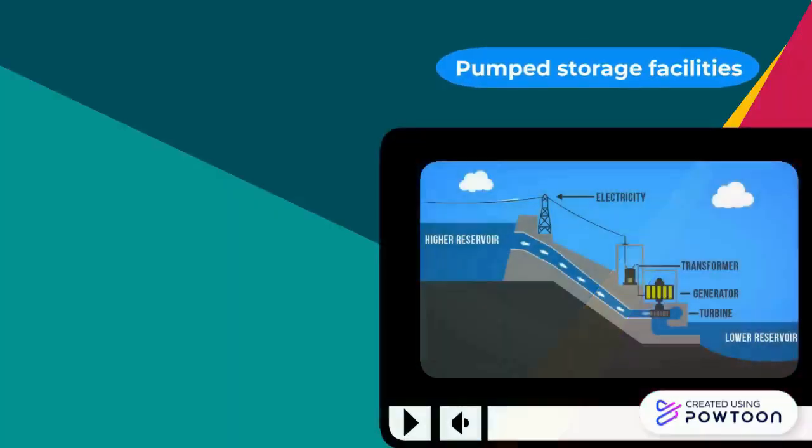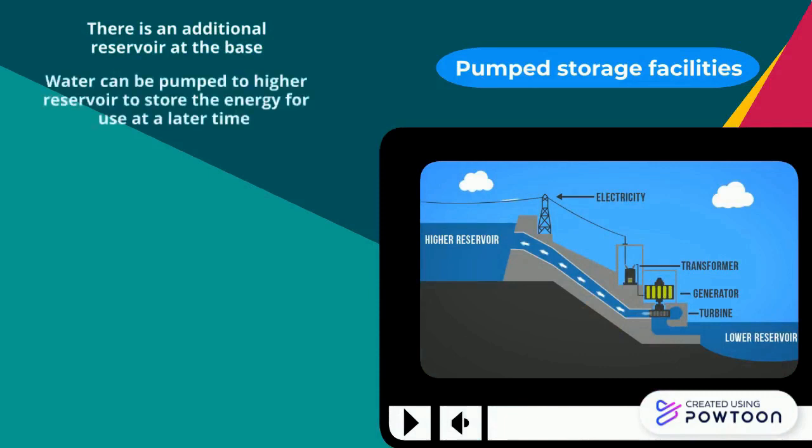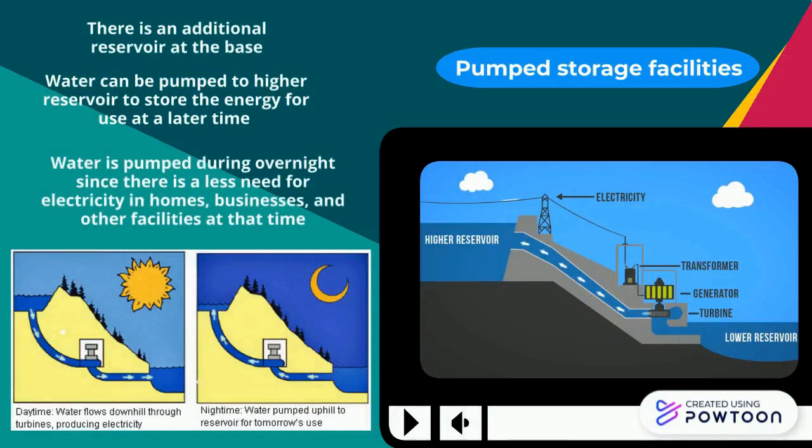Next, pumped storage facilities. There is an additional reservoir at the base. Water can be pumped to a higher reservoir to store the energy for use at a later time. Water is pumped overnight, since there is less need for electricity in homes, businesses, and other facilities at that time.